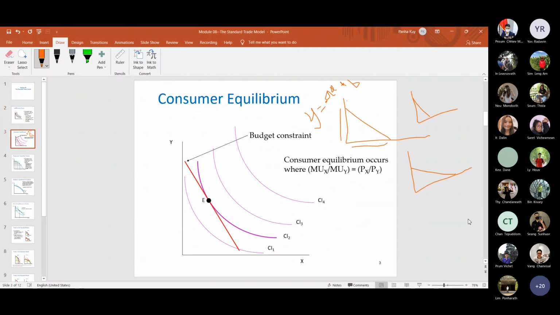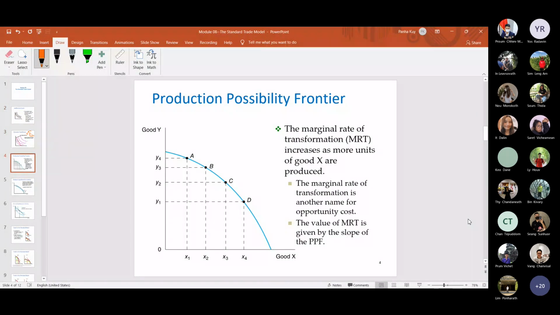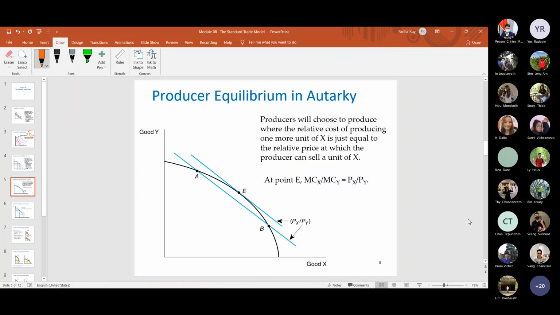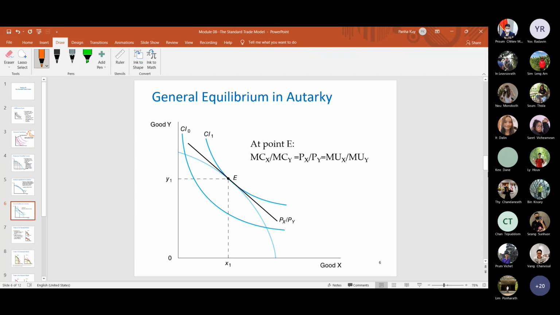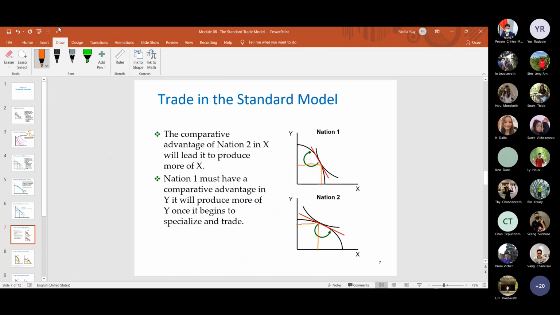While you are measuring production, you're measuring the allocation of resources for your production. You need to use the PPF, the production possibility frontier, and then there is the general equilibrium, like you have seen in this graph already. This one I think is very clear already.